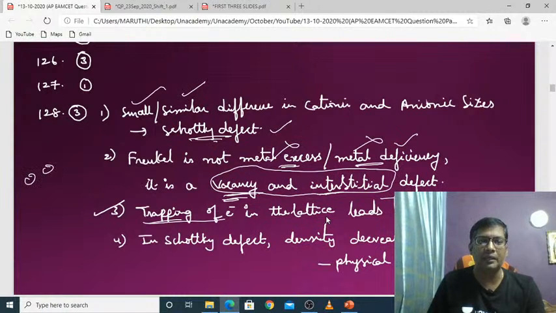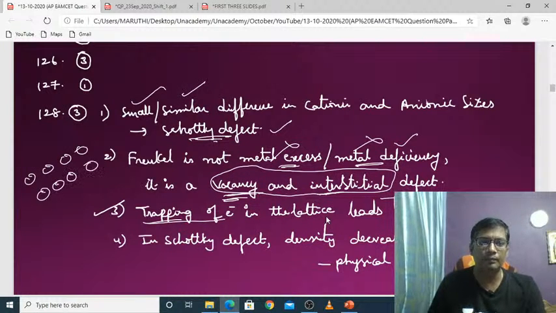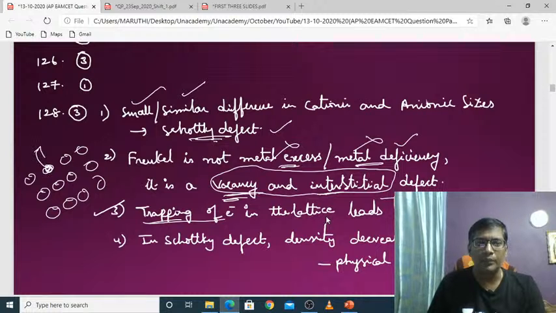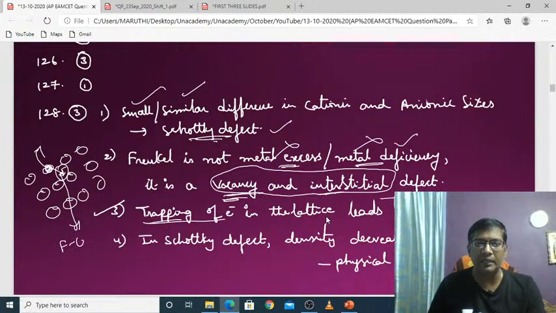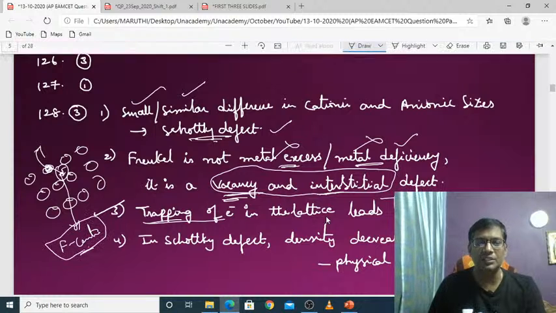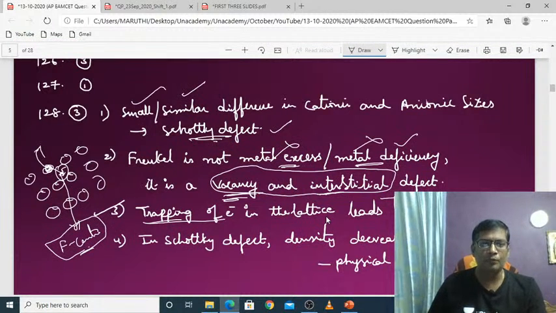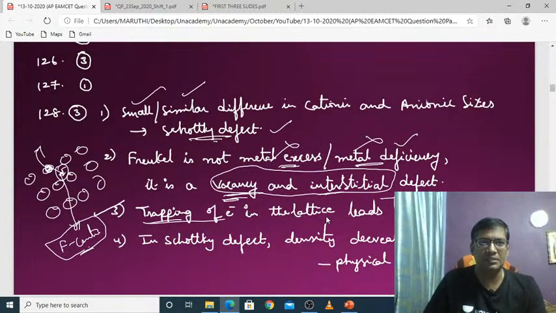Very good. It is correct. See, all these are atoms. If one element is gone, it will leave one electron in this case. This electron is called an F center. This is called an F center. It is correct. So the third one is the correct answer for us.